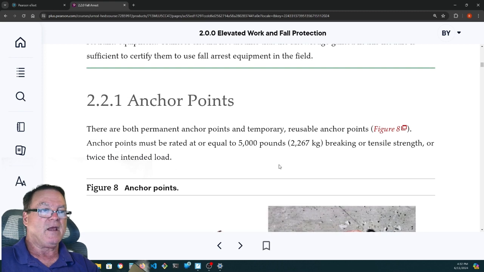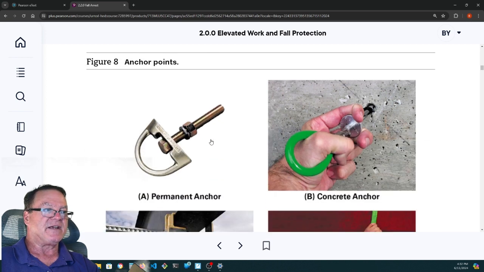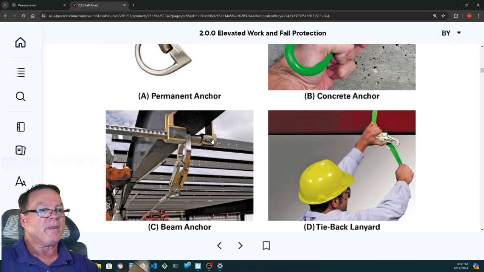There you go. Anchor points. There are both permanent anchor points and temporary reusable anchor points. Anchor points must be rated at or equal to 5,000 pounds, breaking or tensile strength, or twice the intended load. So these are anchor points.